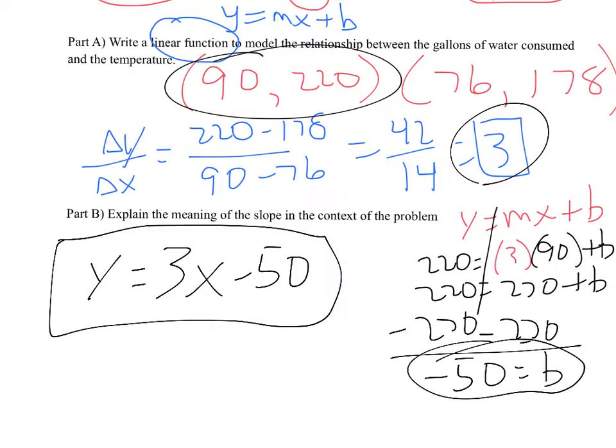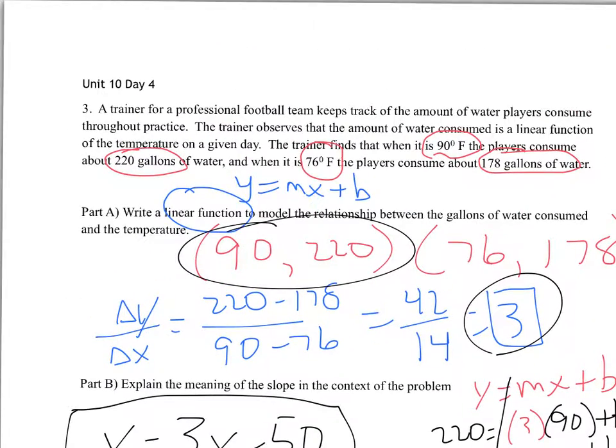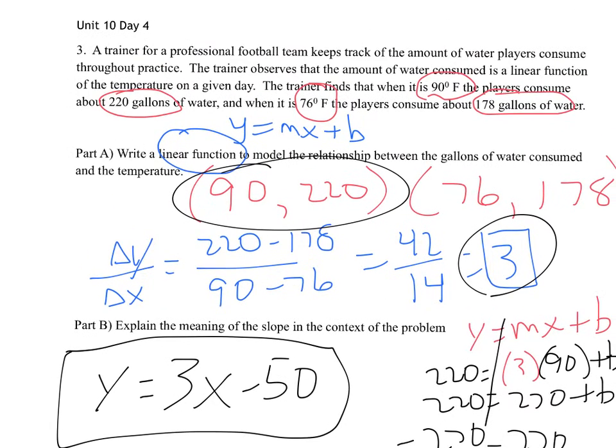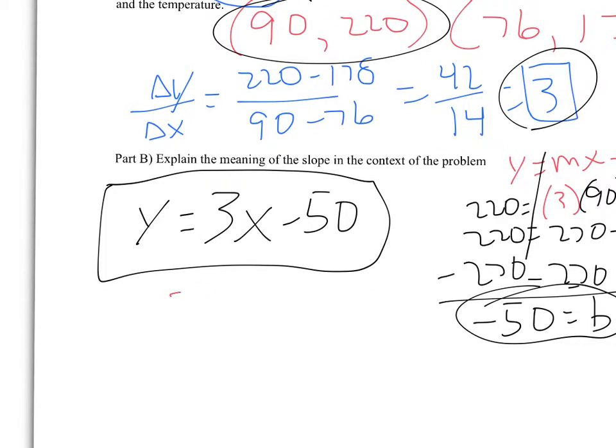Part B says explain the meaning of the slope in the context of this problem. What is the meaning of this 3 here? What does this mean in this question? All right? This means that for every 3, hang on, we have 3 over 1, right? So every change in y, so every temperature degree, we drink 3 more gallons of water. So there's 3 more gallons of water because it's 3 over 1.